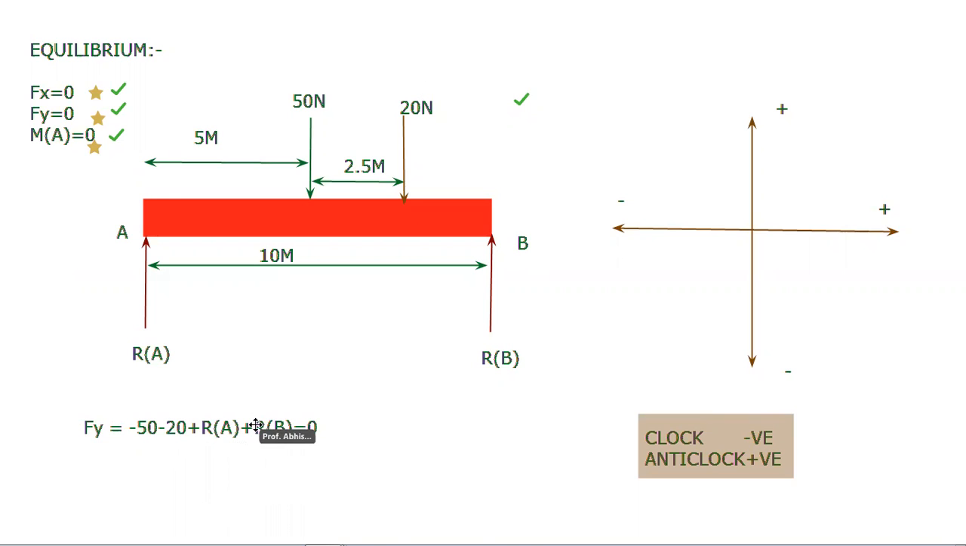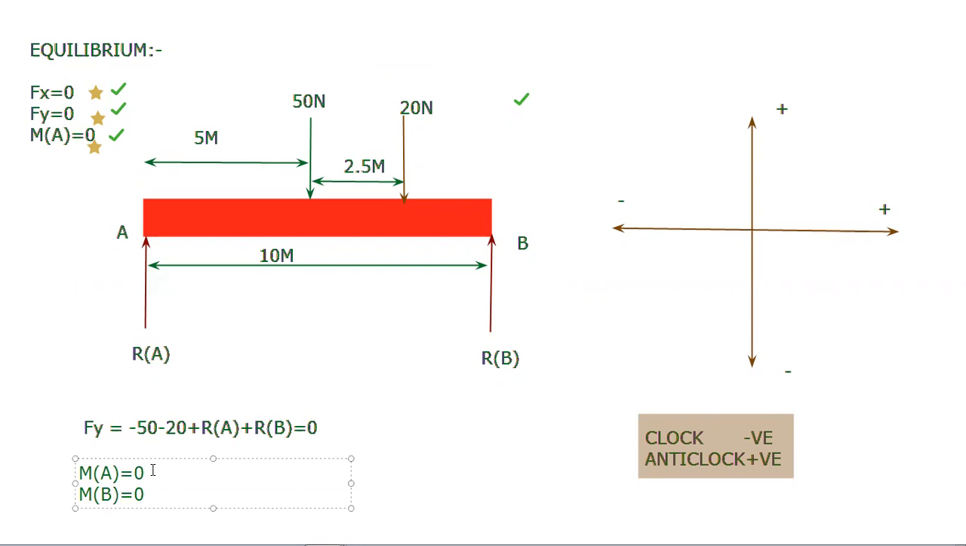And next one is now what we are able to use? Summation of moment at point A is equal to 0. This we can use. And summation of moment at any point. So therefore, we can also consider summation of moment at B is equal to 0. We can use these two conditions. Therefore, first one, summation of moment at A is equal to 0.